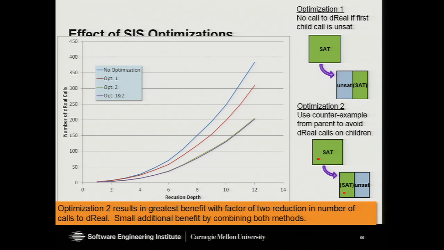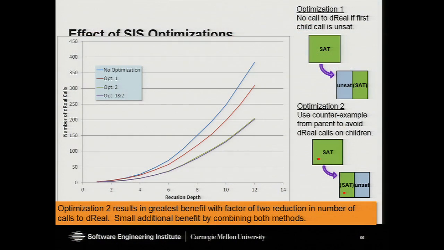That's one optimization. The other optimization is based on the counterexample. The SAT solver will give you a single counterexample of a fault. When we make the parent call, that red dot is where it generates the counterexample. Whichever child side that counterexample falls in, we can skip the call to the SAT solver and assume SAT on that side, and then call DReal on the other side as usual.